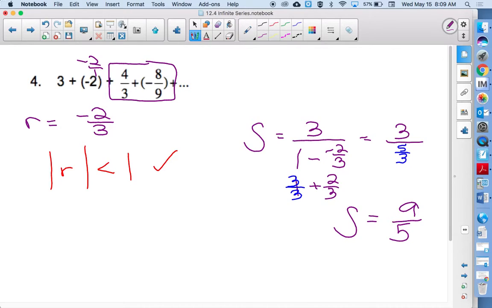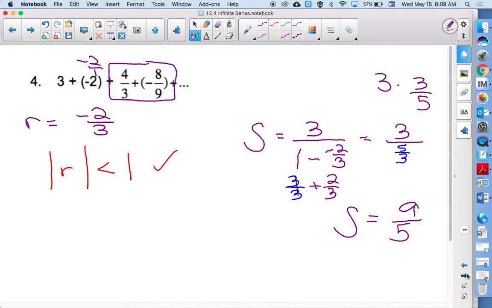9 over 5. Remember, when you're dividing by a fraction, you're multiplying by the reciprocal. So I'm dividing by 5/3. Really, I'm multiplying by the reciprocal. That was chapter 8. So multiplying by 3 over 5.